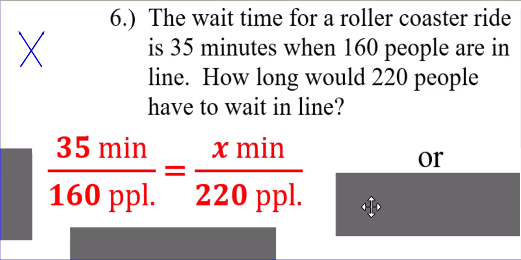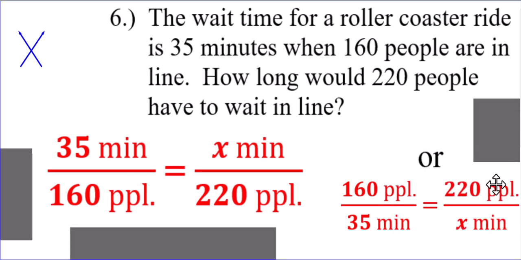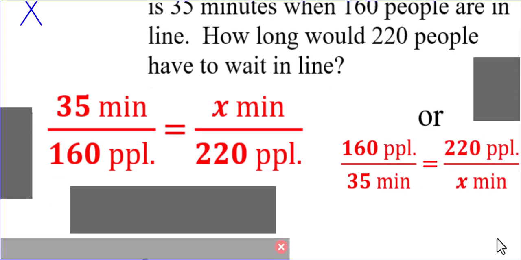Now, maybe you did it the other way. Maybe you put the people on top and the minutes on bottom. Then you better do that for the second fraction as well. Both ways will work. All right, to solve, we are going to go ahead and cross multiply.